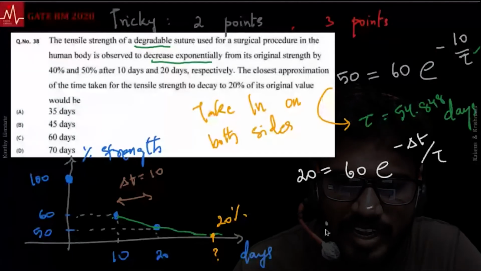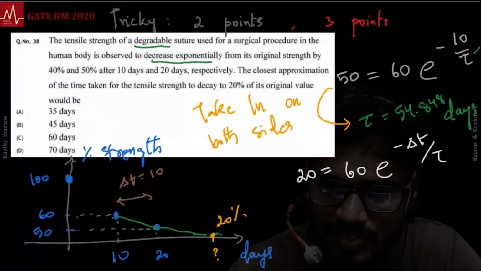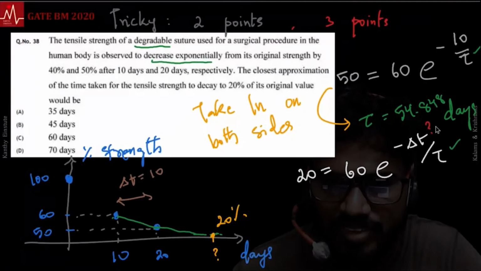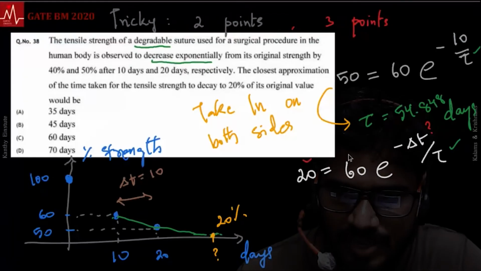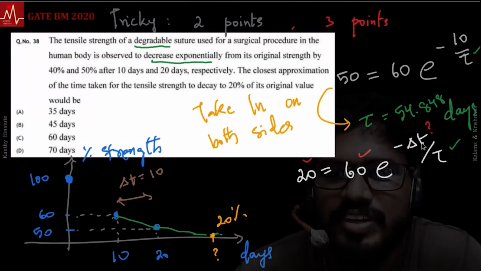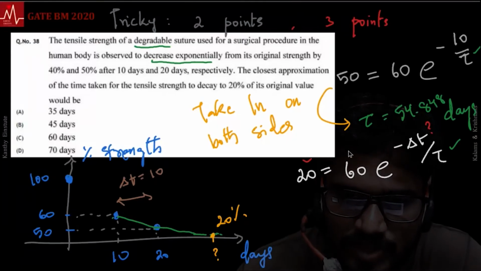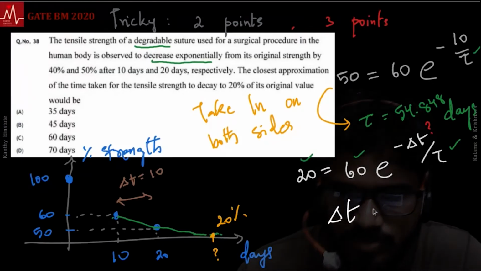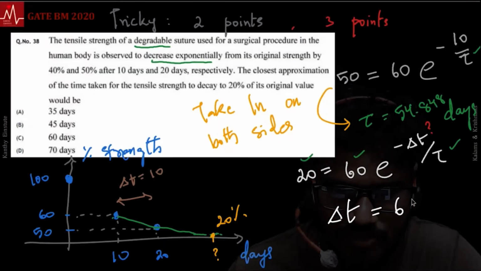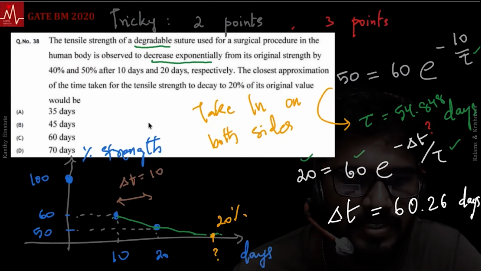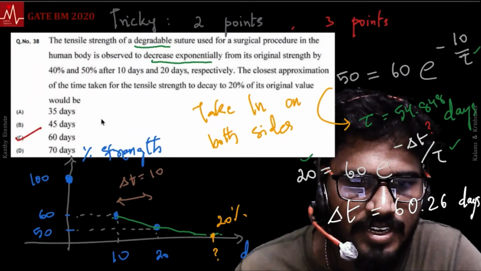Now I know 20, I know 60, I know this. I also know tau. At this stage, my question is, find the delta t. The starting value, I know the fractional value, I know the time constant. I just need to find the time it takes, right? Change of time it takes. So quickly do that. Your delta t happens to be 60.25666, 60.26 days. So the answer is 60 days.